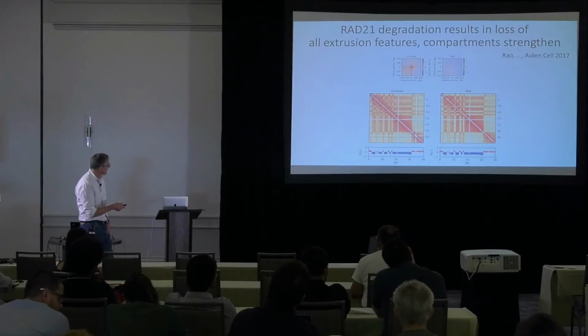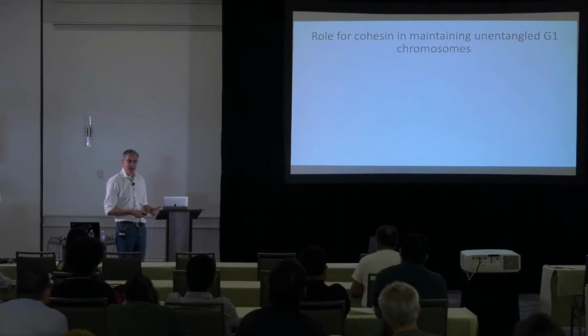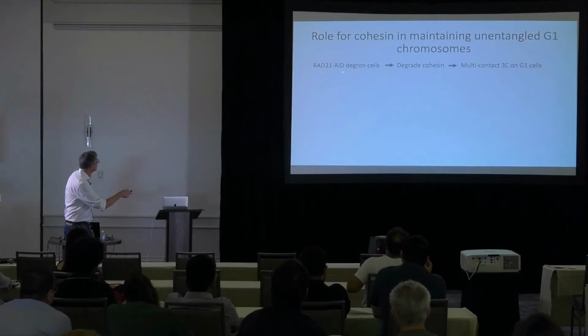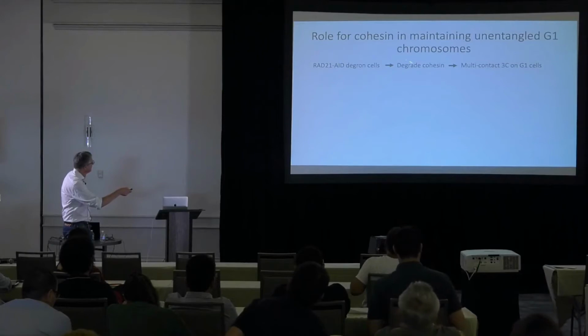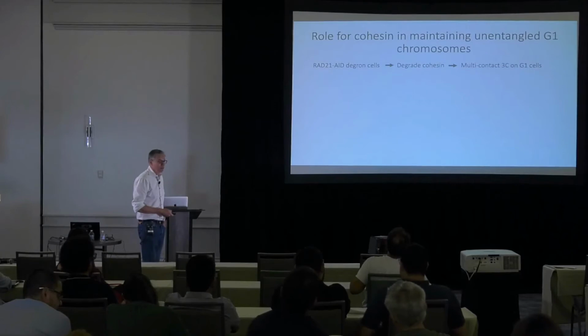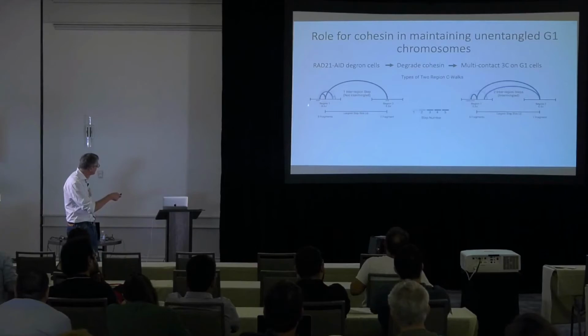So we use these cells to remove cohesin and ask, do the chromosomes become entangled? Very simple question. So what we do is we take G1 cells. These are different cells than we used before. RAD21 with a degron domain. We degrade cohesin and ask, okay, do we see intermingled interfaces of compartments, yes or no? In fact, we use a similar trick that Erica used for mitosis. We don't just focus on compartment domains. We just look at two distal domains.